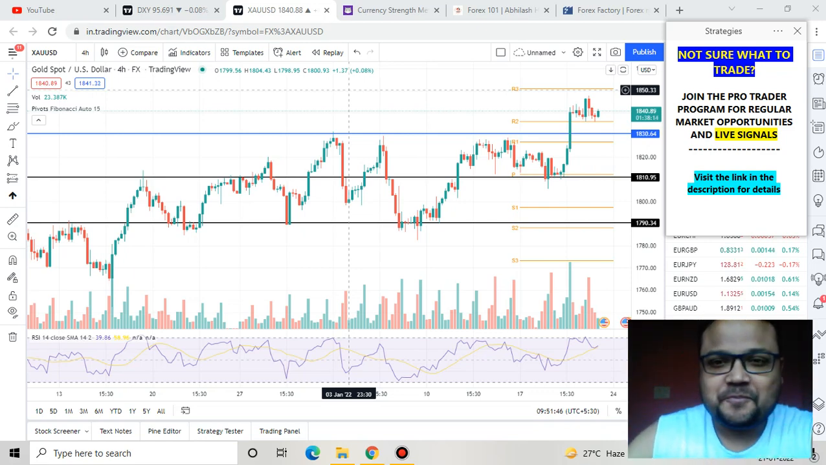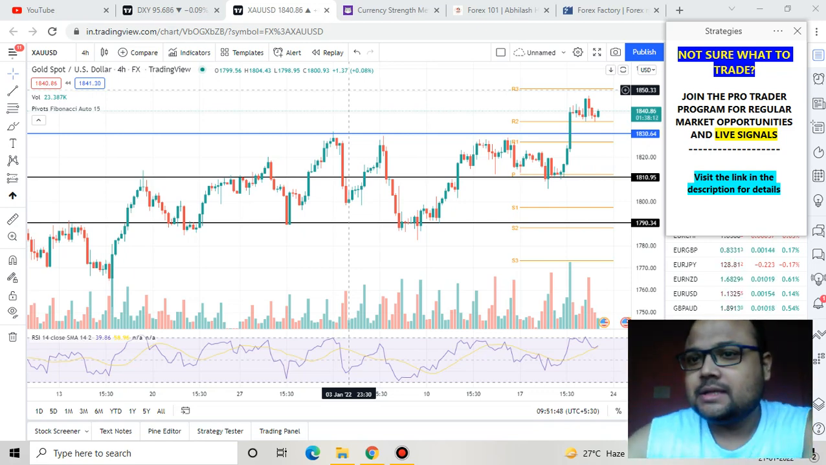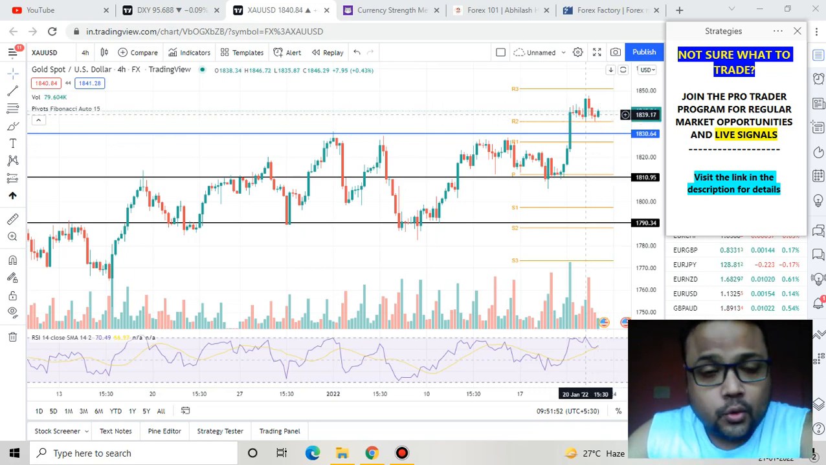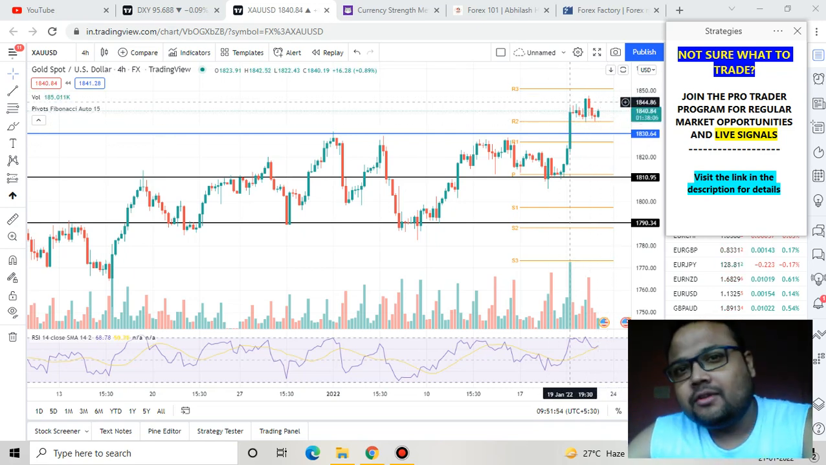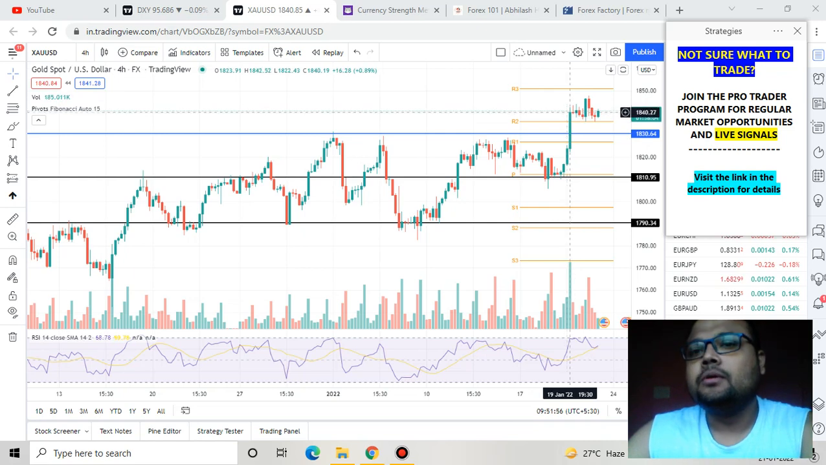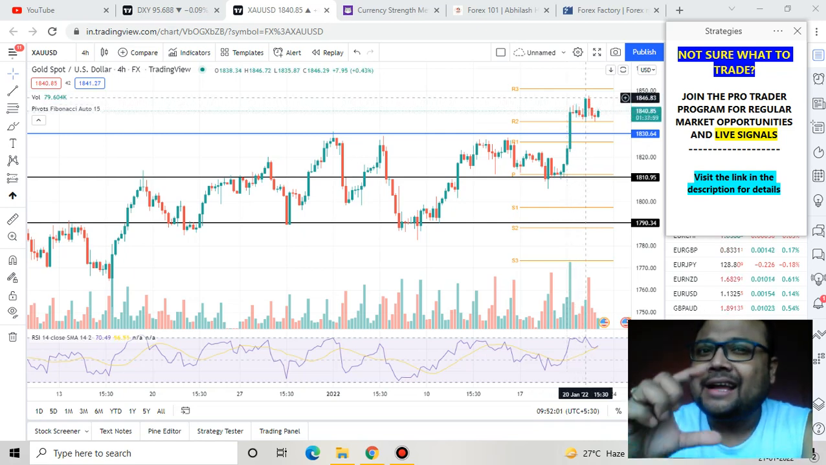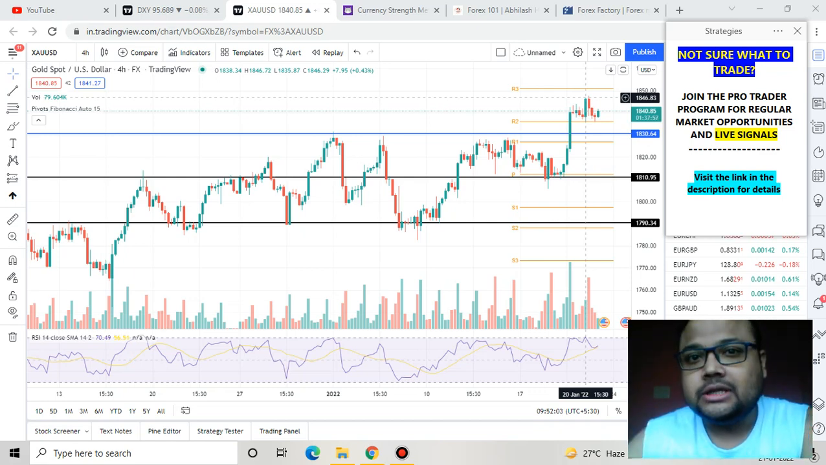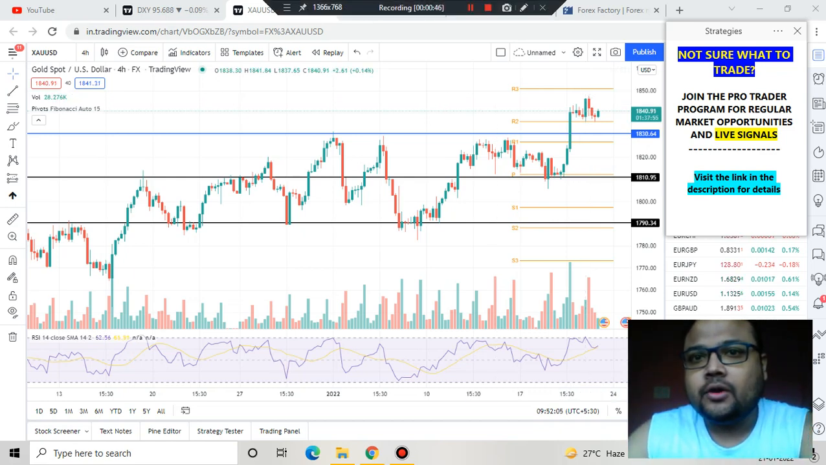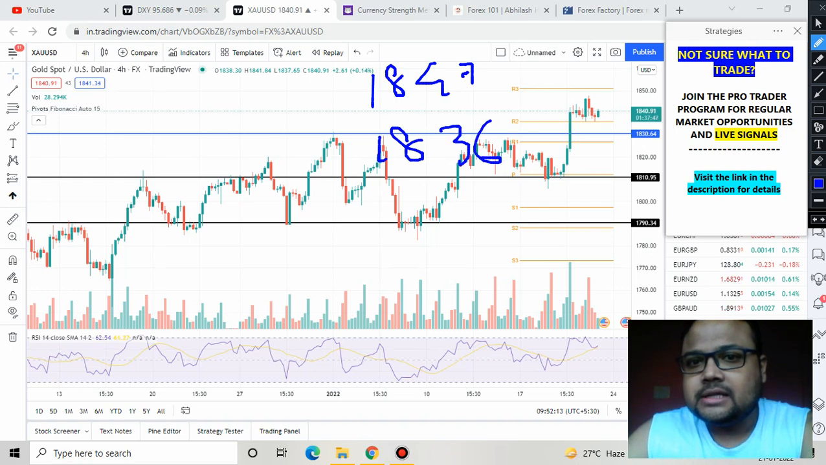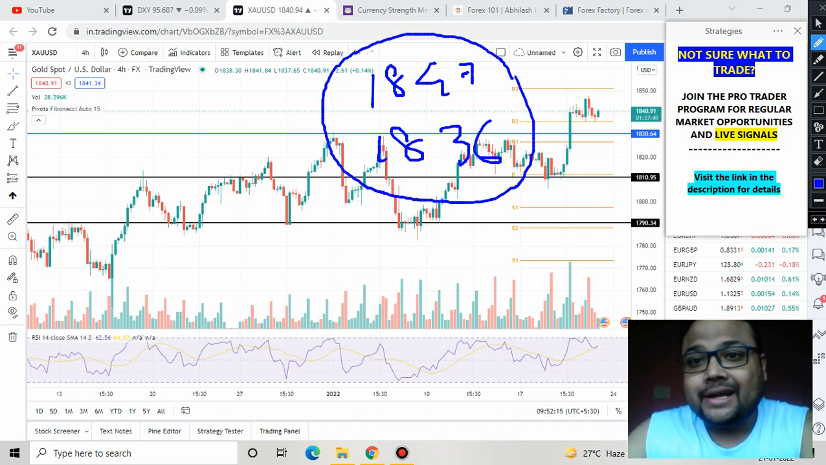So let's get started. Gold is right now trading at 1840. This is the current market price of gold here. As we all know, there was a sharp rise in the price of gold and it made a high of around 1846.47. Right now we can see that gold is consolidating, trading in a range between 1847 and 1836.